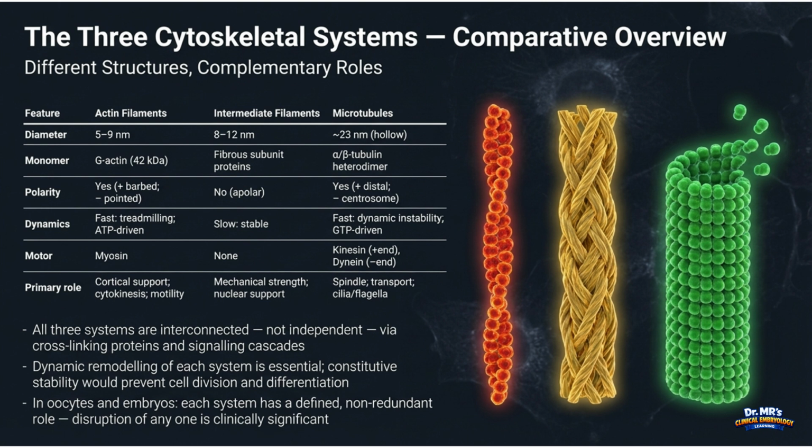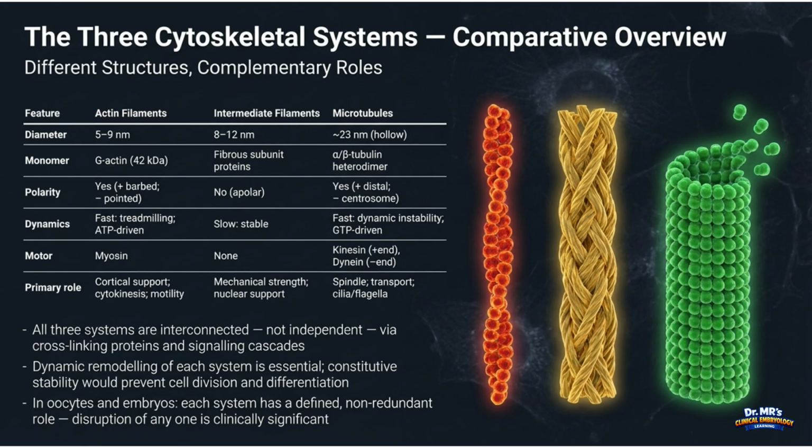It is best to organize them mentally by their diameter, the specific monomer they are built from, their polarity, and their dynamics. Let's start with the thinnest and most versatile of the 3, actin filaments, also known as microfilaments. These are microfilaments measuring about 5 to 9 nanometers in diameter. They are built from small globular proteins called G-actin. And structurally, actin filaments are polar, meaning they have a distinct plus end and a distinct minus end, which is crucial for how they move. They are highly dynamic. They rely on the hydrolysis of ATP to drive a rapid turnover process called treadmilling. And when they need to generate massive contractile force, they pair up with their specific motor protein, myosin.